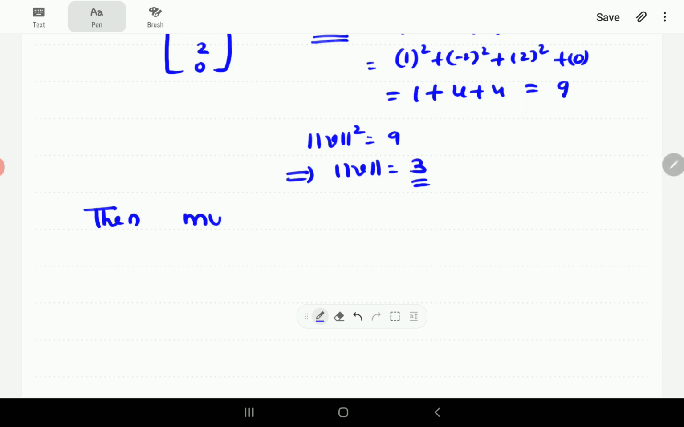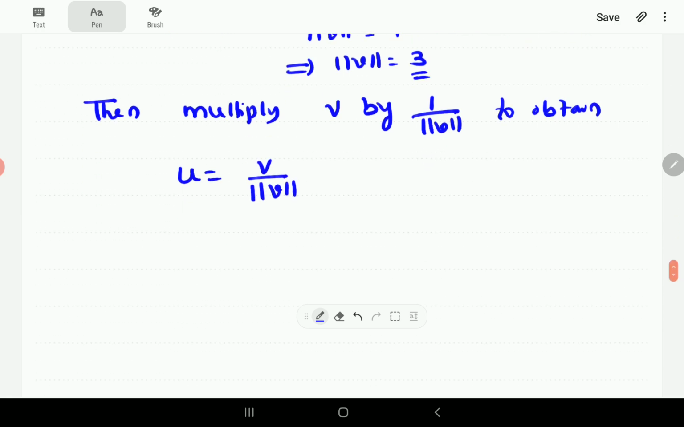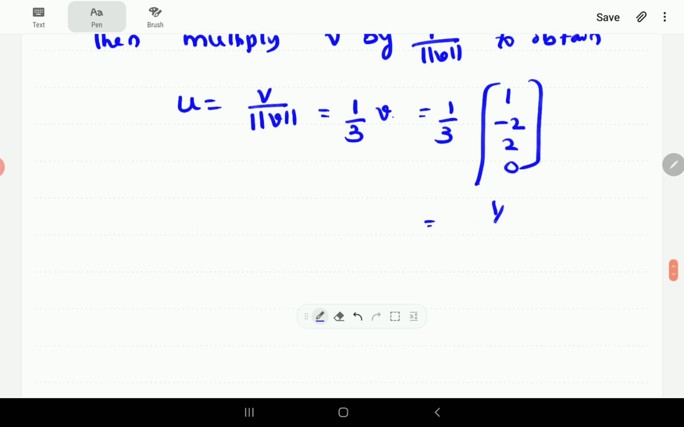So then multiply the vector v by 1 upon the norm of v, so dividing by its norm, to obtain u. So u is basically v divided by its norm. We already have our norm, that is 3, and we also have v. So it is basically 1 over 3 times v, which is 1, -2, 2, 0. So the resultant vector is 1 by 3, -2 by 3, 2 by 3, 0.